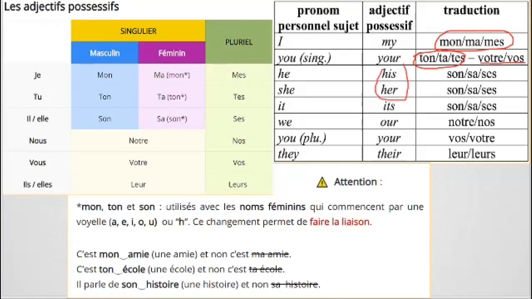His or her are the same, because it doesn't depend on the person, he or she, but it depends on the noun. That means if it's a garçon, son garçon, and if it's a girl, fille, sa fille can be his daughter or her daughter. Son garçon can be his son or her son. Same thing, it's son, sa, ses.